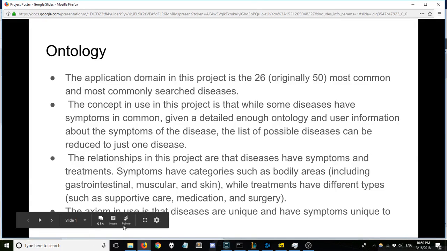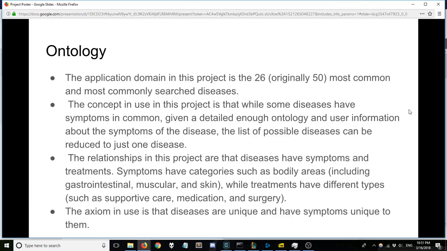So the application domain is the 26 most common and most commonly searched diseases. Originally there were going to be 50, but I got to fully flesh out 26. The concept in use in this project is that while some diseases have symptoms in common, given a detailed enough ontology and user information about the symptoms of the disease, the list of possible diseases can be reduced to just one disease. The relationships in this project are that diseases have symptoms and treatments.